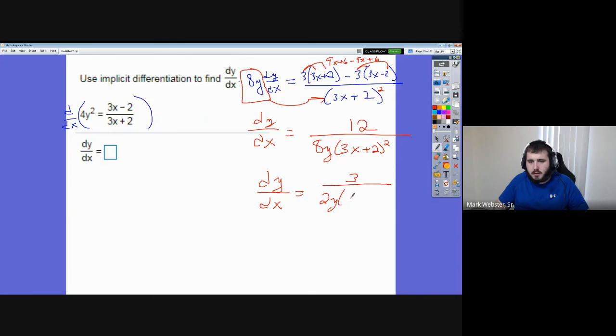2y, 3x plus 2, the quantity squared. That is an awful 2. Let me try that again. There we go, much better.